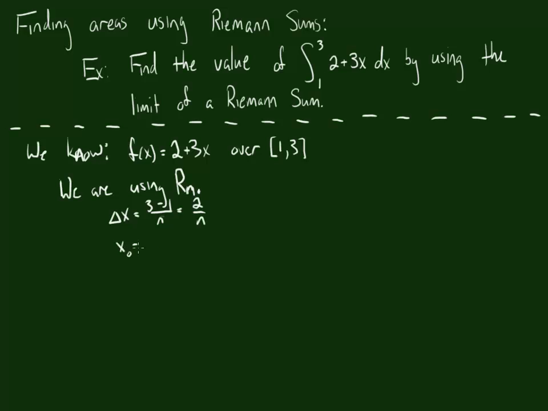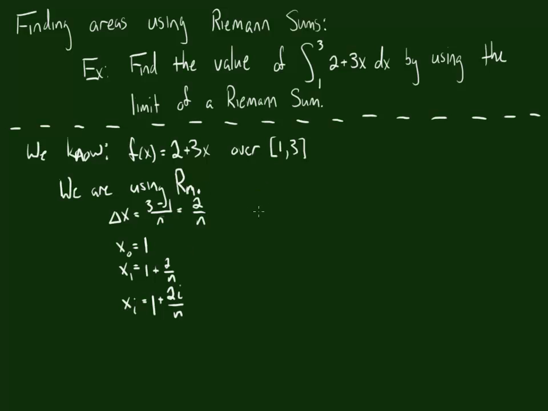We also know x0 is going to be 1. It's the left-hand point of the interval. And we know x1 is going to end up being just the left-hand endpoint plus 1 value of delta x, so it's 1 plus 2 over n. So there's going to be x of 1. We continue this pattern and we can figure out what x of i is going to be. It's going to be 1 plus 2 times i all over n. All of this material is going to be necessary for figuring out what the final value of the sum is going to be.